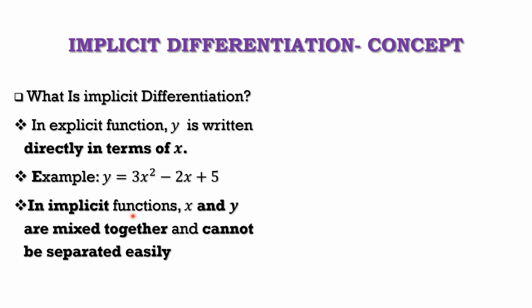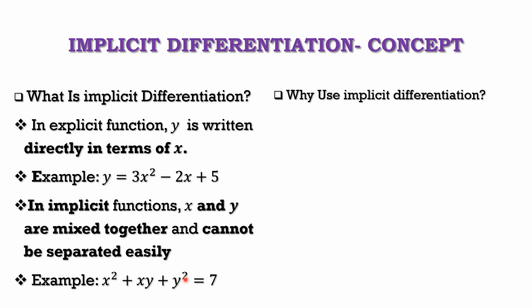When we come to implicit functions, it means that x and y are mixed together and cannot be separated easily. So the separation of x and y becomes difficult. For example, we have x squared plus xy plus y squared equals 7. So this is an example of an implicit function.